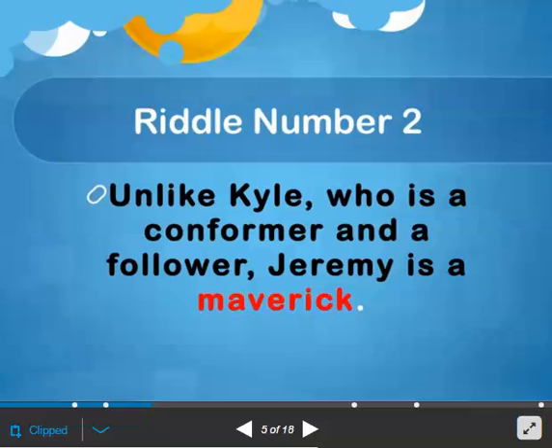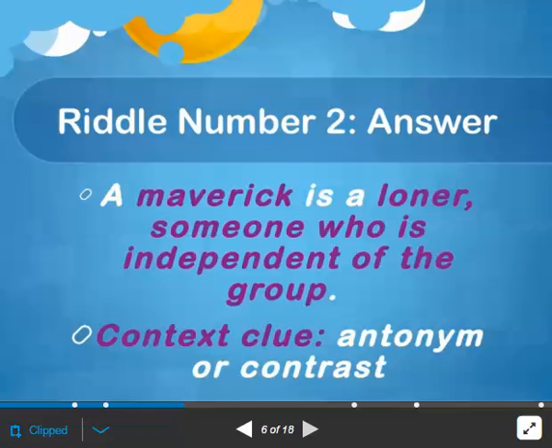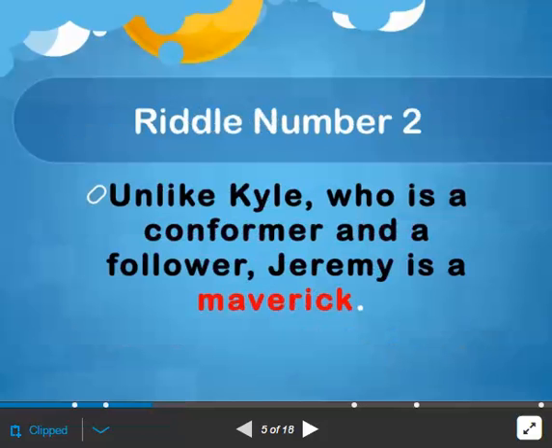Let's try another one. Unlike Kyle, who was a conformer and a follower, Jeremy is a maverick. What might maverick mean based on the context clues? A maverick is a loner or someone who is independent of the group. We can use the context clue of an antonym to figure out the meaning. It says, unlike Kyle, Jeremy is a maverick. So Kyle and Jeremy must be fairly opposite.